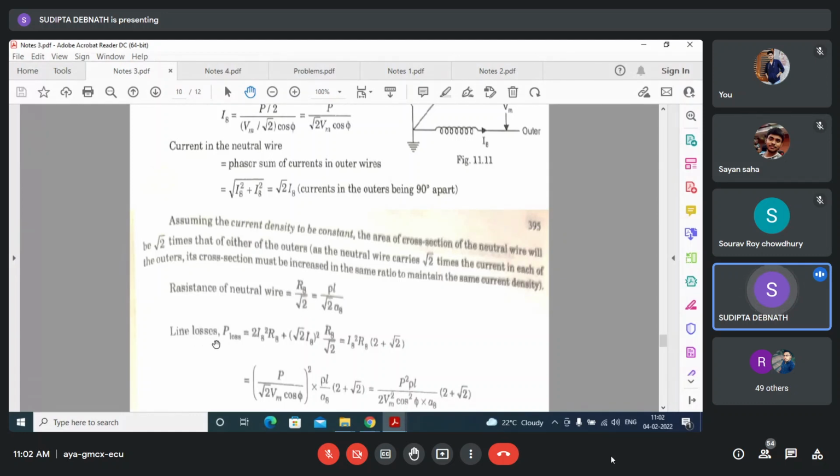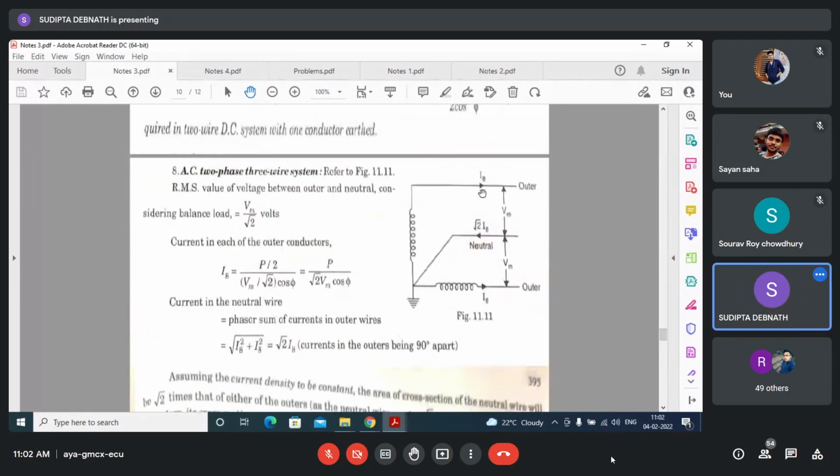Then the line loss has to be calculated separately. How to calculate it? The line loss will be I8 square R8 plus I8 square R8, because these two phases are identical, plus IN square into RN. This power also has to be taken separately. So the total power loss will be 2 I8 square into R8 plus √2 into I8 whole square into RN.